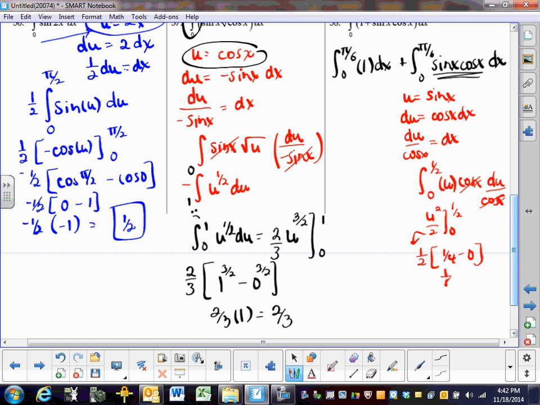This other one is just nice. Antiderivative of 1 is x from 0 to pi over 6. That's pi over 6 minus 0. So this carries all the way down. So my final answer is the pi over 6 plus the 1/8 that I had.